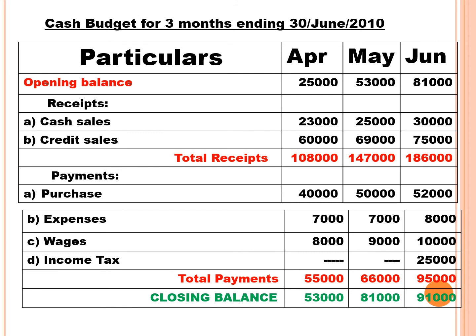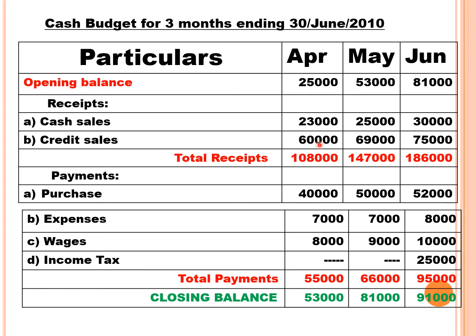Cash budget for 3 months ending 30th June 2010. You have to do it month-wise. Don't do all the 3 months together. First, let us look into April. Opening balance 25,000, given in the question. In the introduction of the question, they have given 25,000 as opening balance of cash.